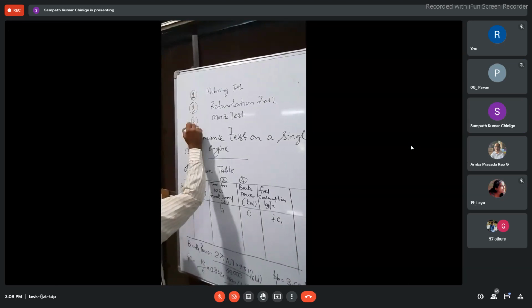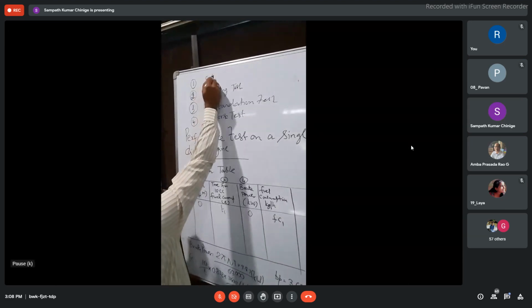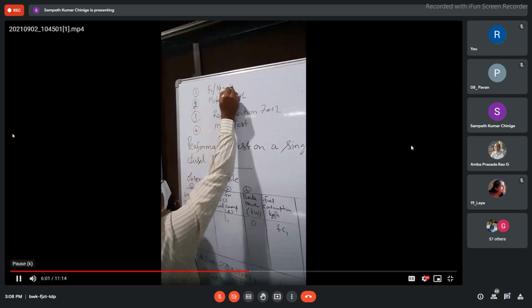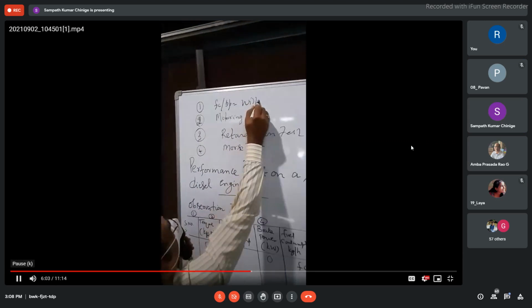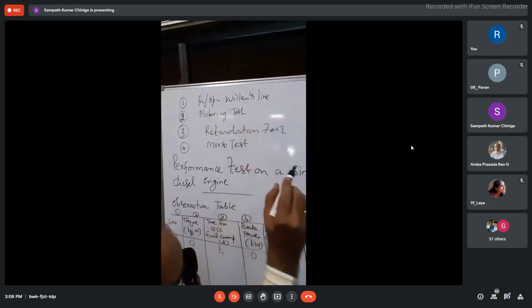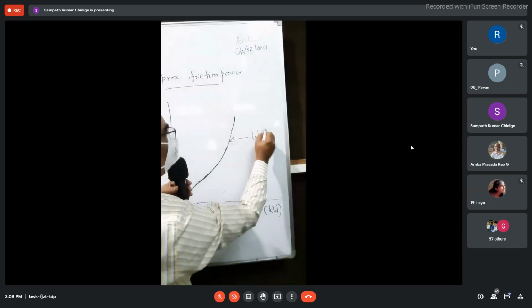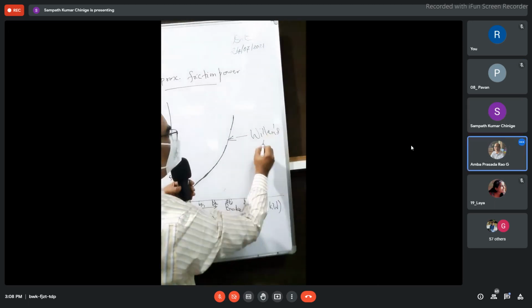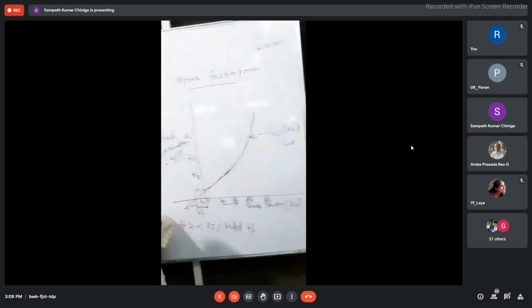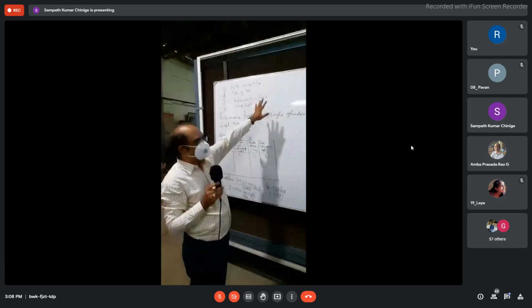So 1 is the approximate method, fuel consumption versus brake power. This is what is called Willans line method. So this curve is called Willans line. For the Willans line, we get some approximate value of that method.